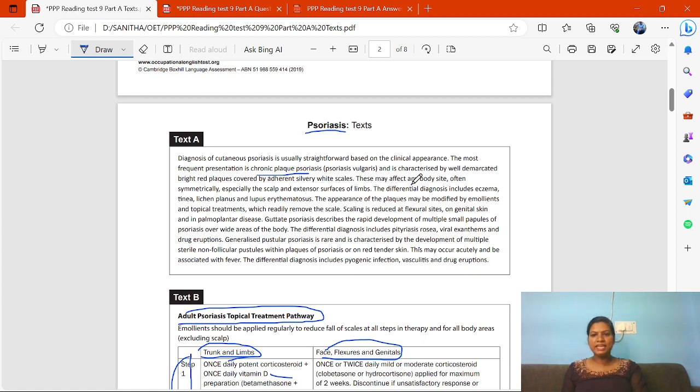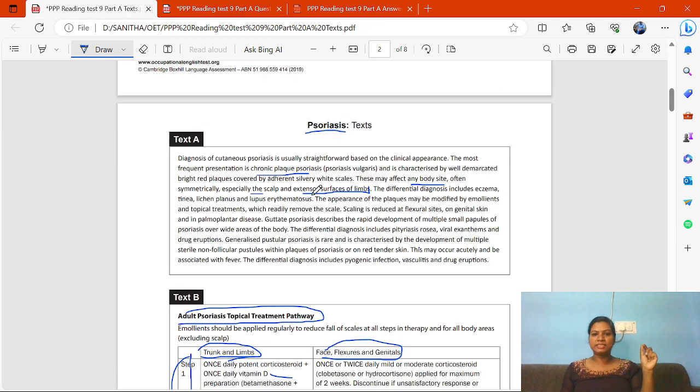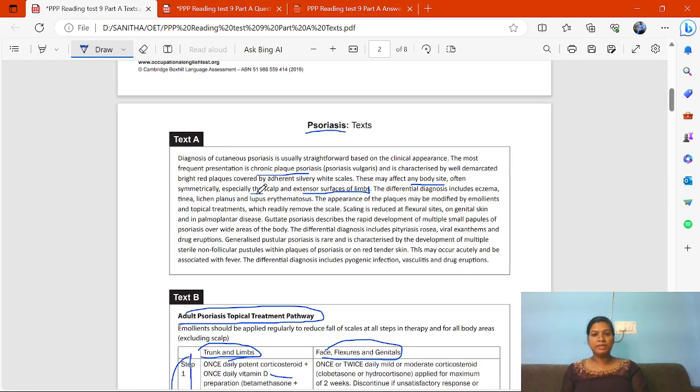These may affect any body site, often symmetrically, especially the scalp and extended surface of the limbs. So they are given extended surface of the limbs, okay. What is the question? In addition to the arms and legs, what are the points they are given? Extended surface of the limbs. What are the limbs? Arms and legs, upper limbs and lower limbs. So we got the keyword there. Then in addition, especially the scalp, only 2 points they are given. In addition to the arms and legs, it will affect the scalp, okay.